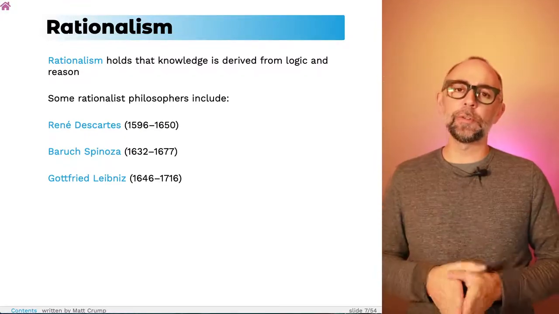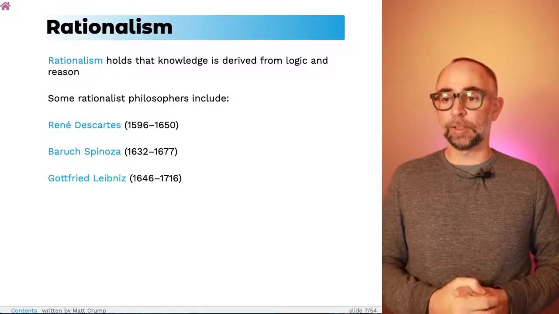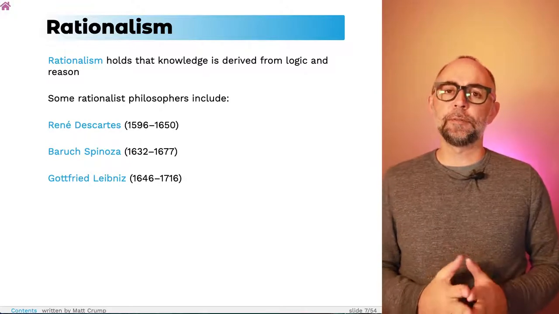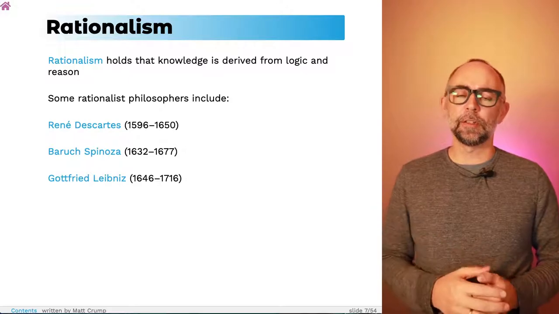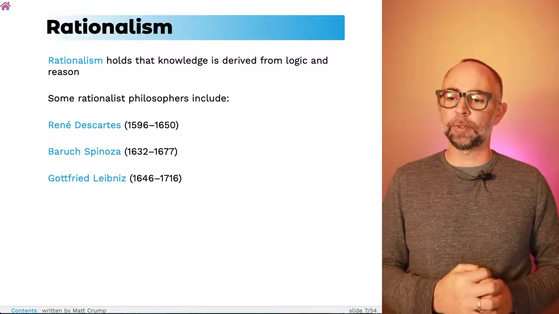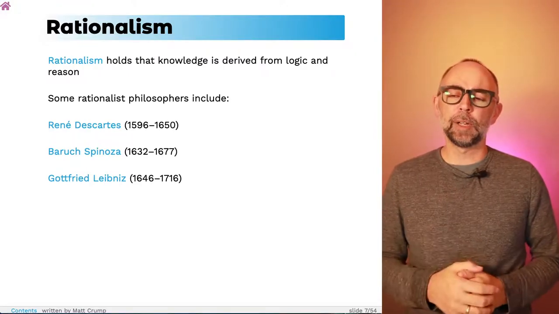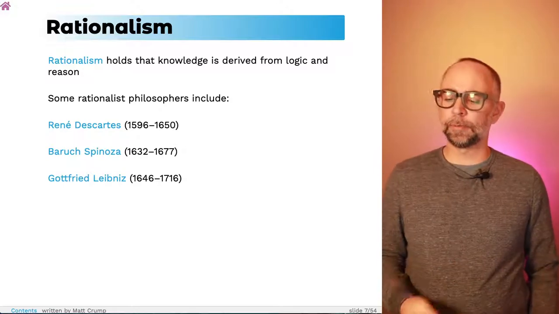One school of thought was, and is, I suppose, rationalism. And this is the idea that knowledge is derived from logic and reason. I've listed here a few rationalist philosophers you can check out: René Descartes, Baruch Spinoza, and Gottfried Leibniz. We'll talk a little bit about René Descartes in the next chapter, I believe.